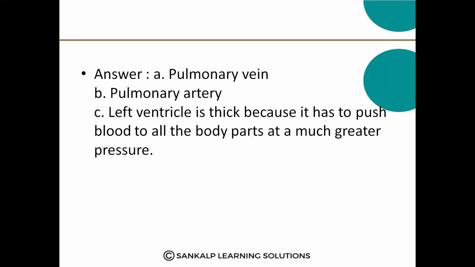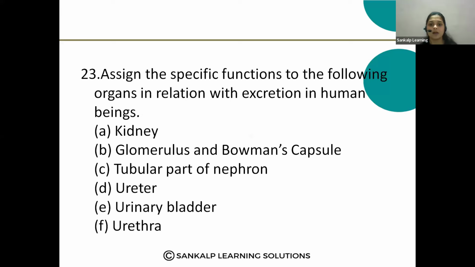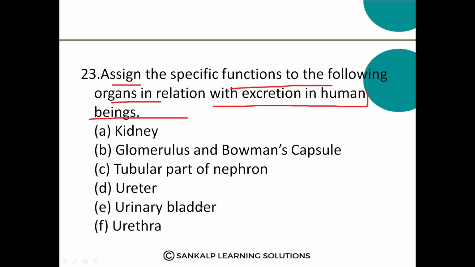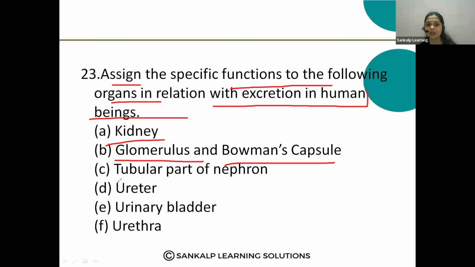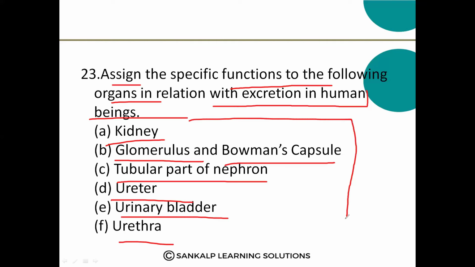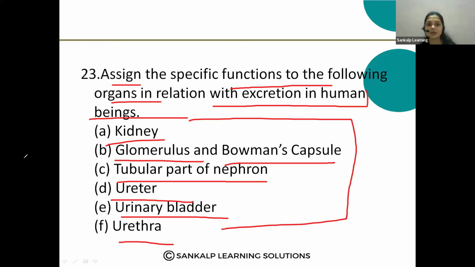Okay, shall I move the slide? Yes, ma'am. Okay, so here: assign the specific functions to the following organs in relation to excretion in human beings. What is the function of these different parts of the excretory system? Kidney, glomerulus and Bowman's capsule, tubular part of the nephron, urinary bladder and urethra. These all are parts of the excretory system, so you should write the specific function of each.